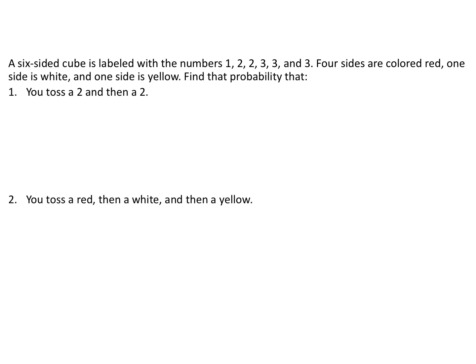A six-sided die is labeled with the numbers 1, 2, 2, 3, 3, and 3. 4 sides are colored red, 1 side is white, and 1 side is yellow. Find the probability that you toss a 2 and then another 2. Rolling a fair die is independent of any successive roll. So each time I roll, it does not affect the next roll. When we find the probability that I toss a 2 and then a 2, I can think of them as independent events. Because they're independent, I can multiply each of the two individual probabilities together, and that will give me my overall probability.